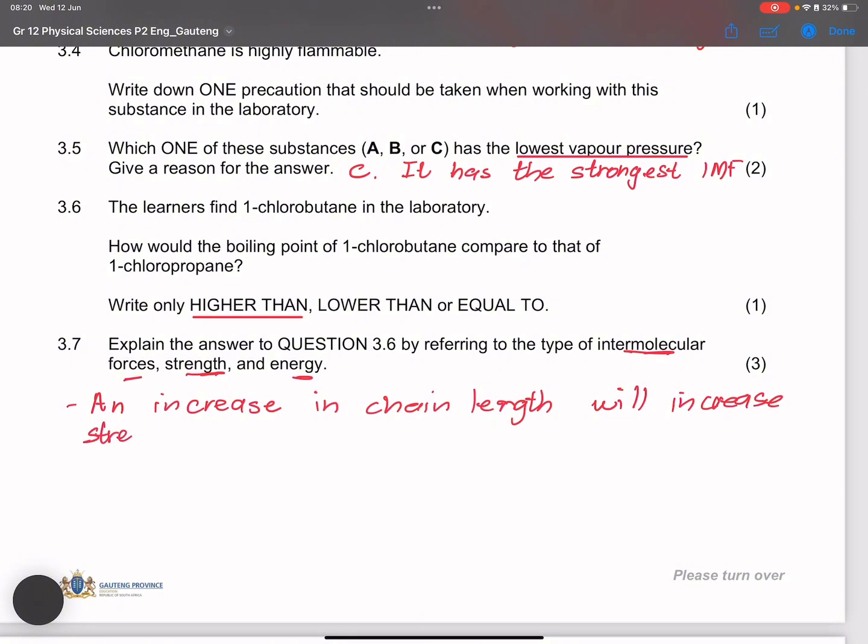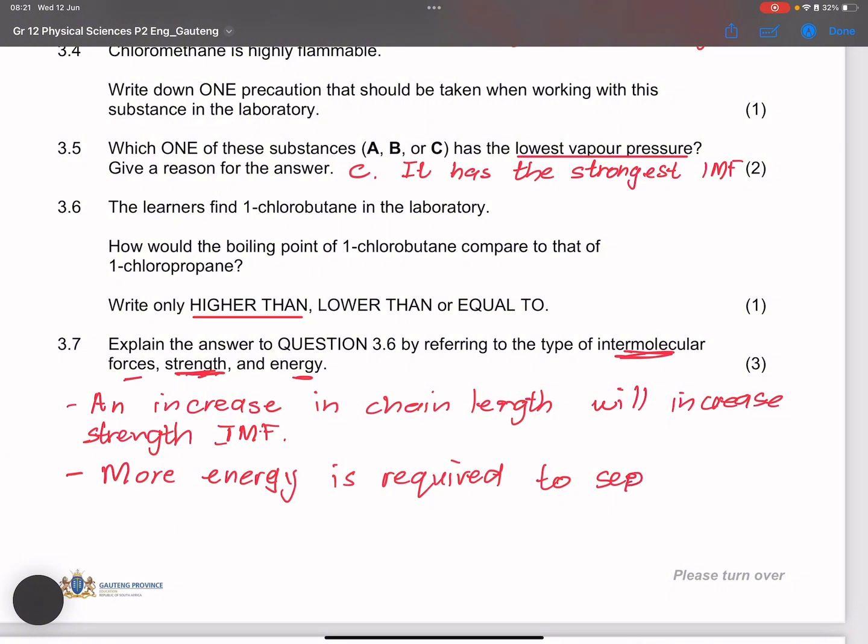Okay, we can say that it increases the strength of our intermolecular forces. So we know in this case they said we need to mention intermolecular forces, the strength. So we know that more energy is required. Note, ladies and gents, to separate the molecules.